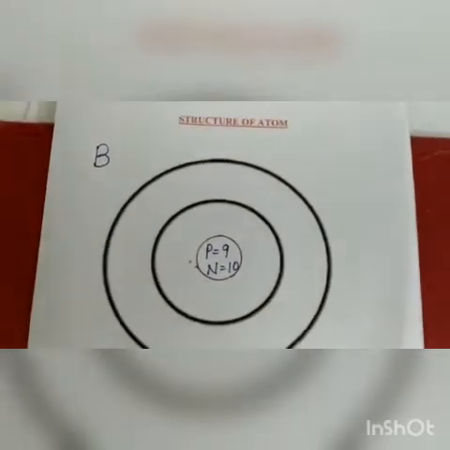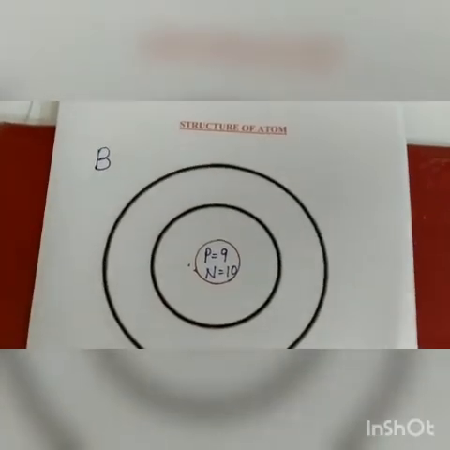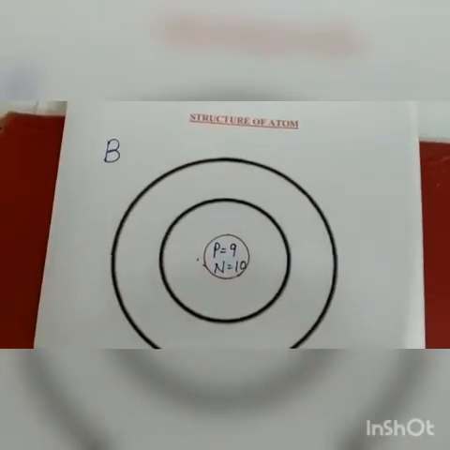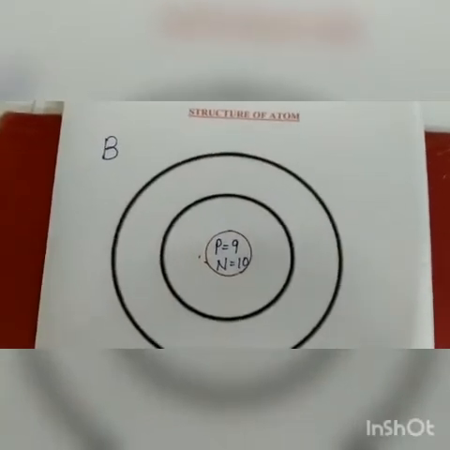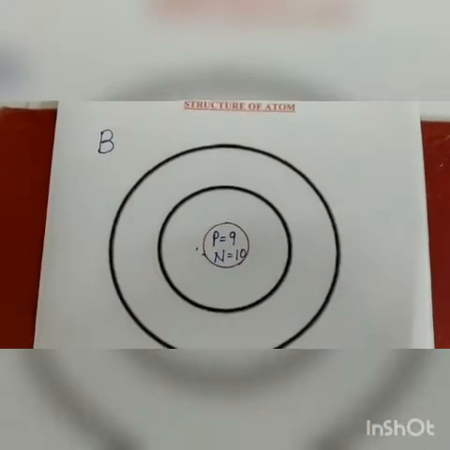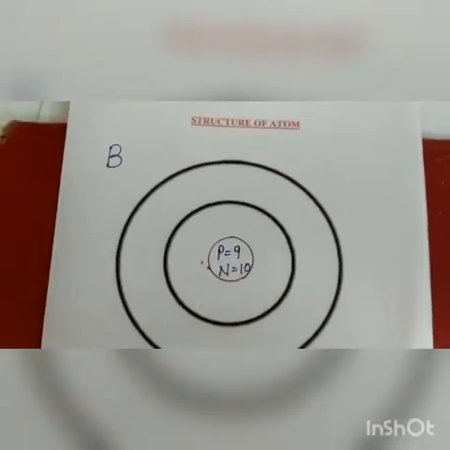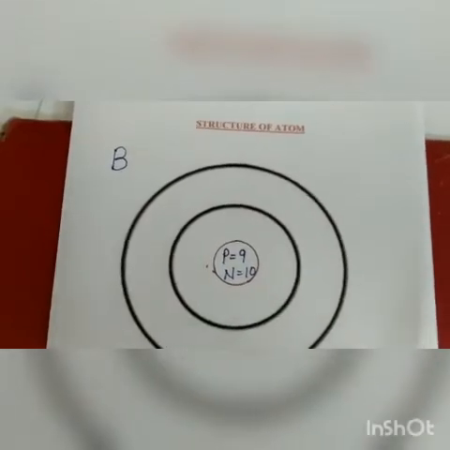Hello students. We will continue with the previous chapter, that is structure of atom. In the last class we discussed the arrangement or distribution of electrons in different orbits or shells. Today I will explain what is valency.